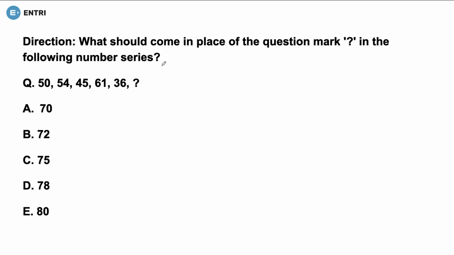Next question is, what should come in the place of question mark in the following number series? That is 50, 54, 45, 61, 36 and then X. So we can write it down so that we can clearly understand what it wants to say. 50, 54, 45, then 61, 36 and then X.